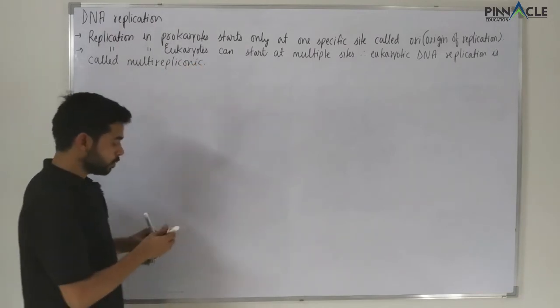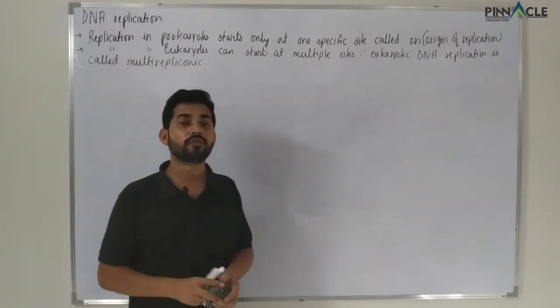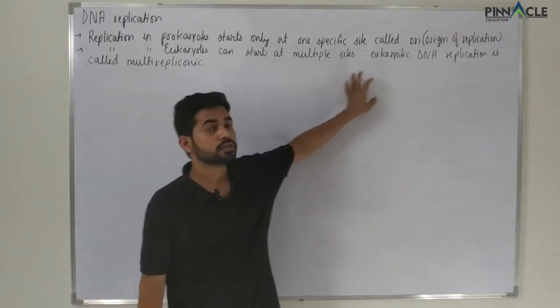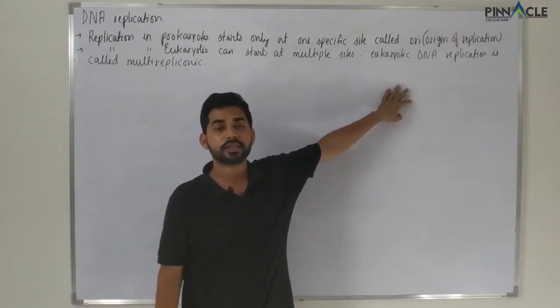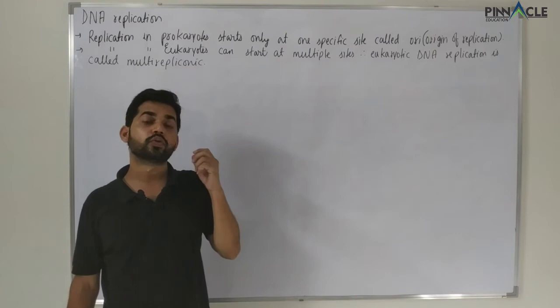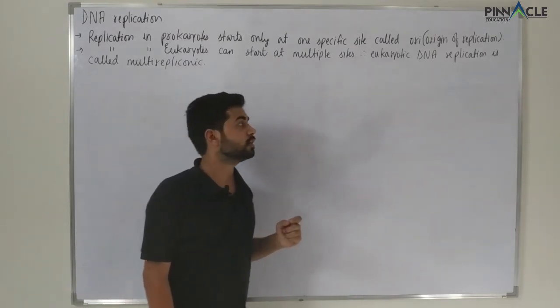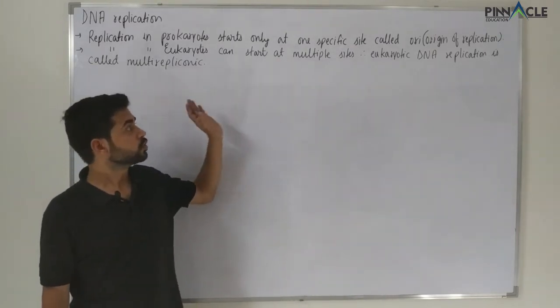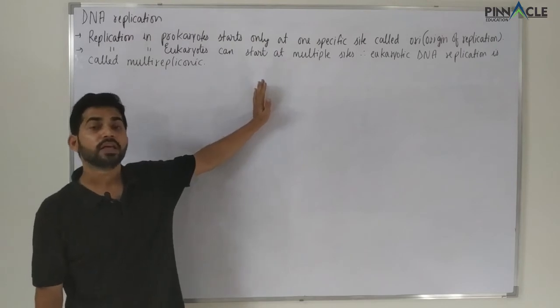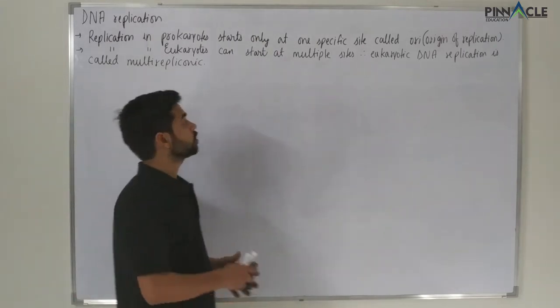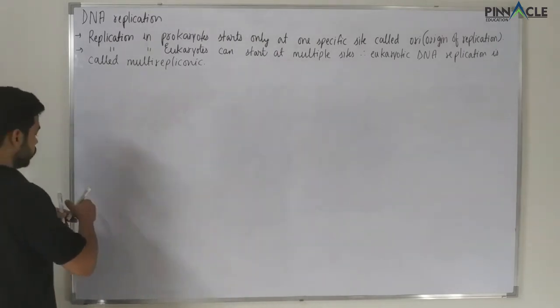So these were the two things about the starting of replication. That is, in eukaryotes there are multiple sites from where replication can start, and in prokaryotes there is only one single site of origin of replication. So this is about the starting. Now the next step is called activation of nucleotides.